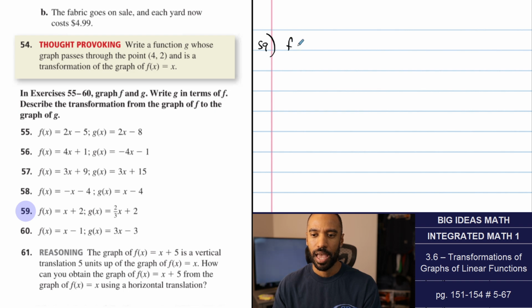Number 59. F of x equals x plus 2. And g of x equals 2/3 x plus 2.